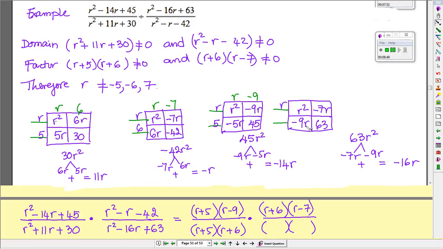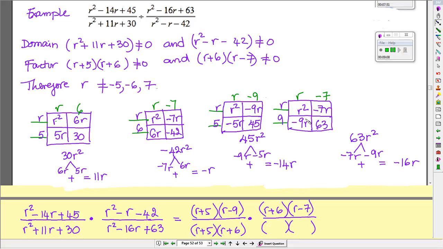So row 1, r will be our greatest common factor. Row 2, 9 will be our greatest common factor. Let's go with column number 1. We'll take the term inside, divide by the greatest common factor outside, so it will be r inside divided by outside, and that gives us negative 7. So therefore our factor will be r plus 9.